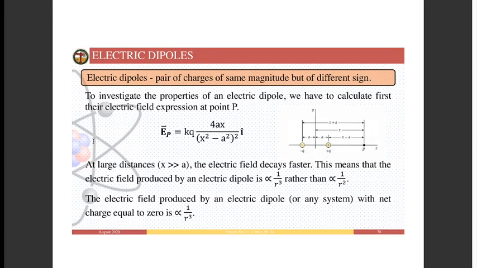So with this we can conclude that if you have a net charge equal to 0, then the electric field is inversely proportional to 1 over r cubed. The net charge of an electric dipole is equal to 0, right? Negative q plus positive q is actually 0, so it has no net charge. So that is the most important property of the electric dipole.